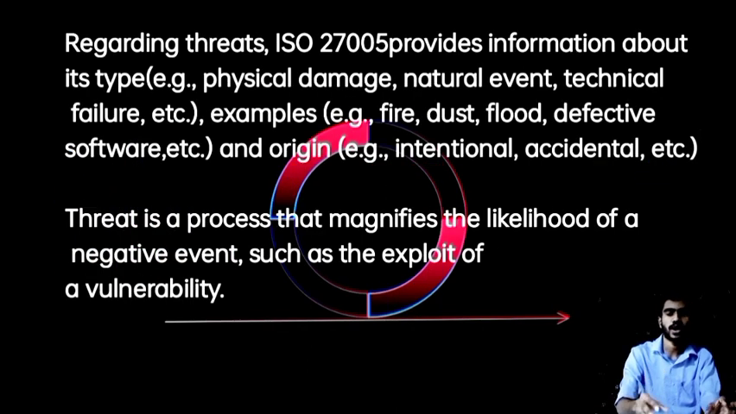Regarding threat, ISO provides information about its type, that is, physical damage, natural damage, or a technical failure, and so on. And the examples include fire, dust, flood, defective software, and so on. And its origin, which includes intentional, accidental, and so on. Threat is a process that magnifies the likelihood of a negative event, such as the exploit of a vulnerability.